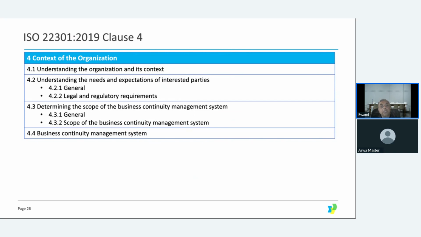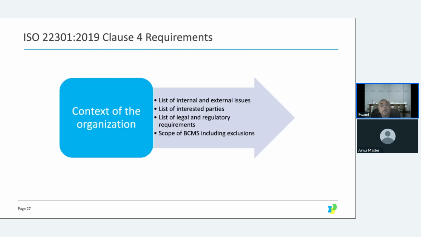And point 4.4 is going to be talking about the entire business continuity management system. What are all the inputs to the business continuity management system? What are all the processes that you are going to have? How are you going to get output from that to meet the business continuity management system requirements? Now, what are the requirements as such?